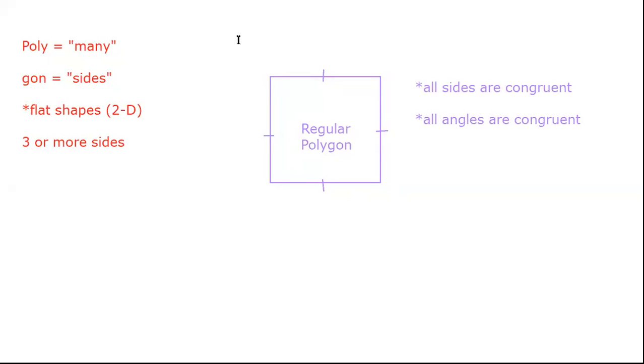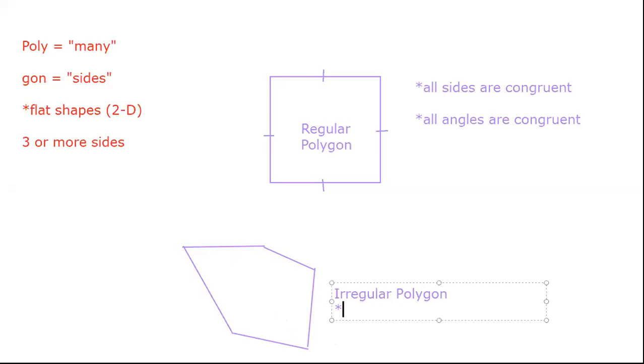Now the opposite of that, which we won't use a lot in geometry, is something like an irregular polygon. Obviously these angles are not all equal and these side lengths are not all equal, so this is what you're going to term an irregular polygon. Not all congruent. Most of the things that we're going to look at in geometry, especially in these upcoming lessons, will be regular polygons because there are some characteristics with regular polygons that we can use in our deductive reasoning in geometry.